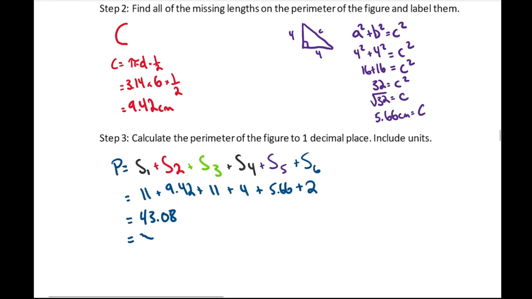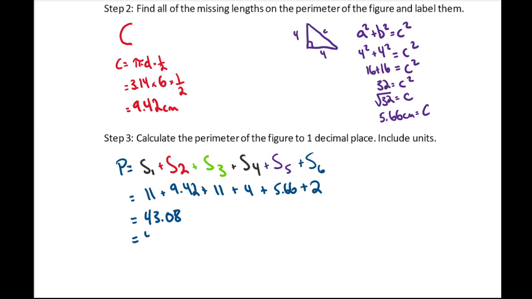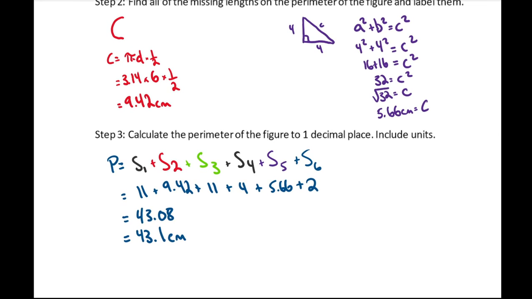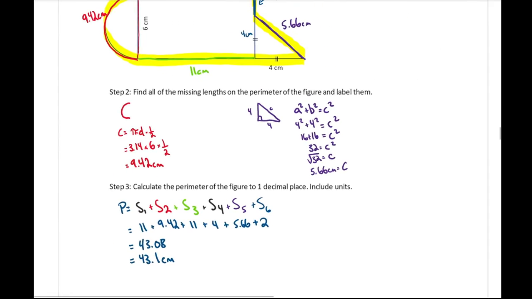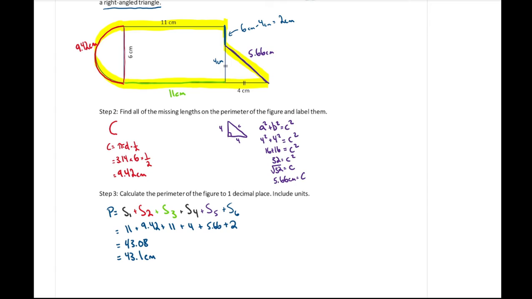So this becomes 43.1 centimeters because we want to round it to 1 decimal place so that we look at the position after. So because it's 8, that's 5 or higher, so we're moving that 0 up to a 1. So 43.1 centimeters is the perimeter of our composite figure that we can see here. So that distance around.